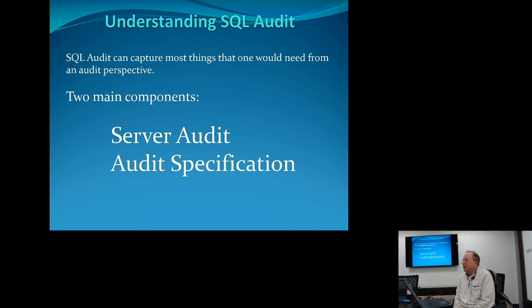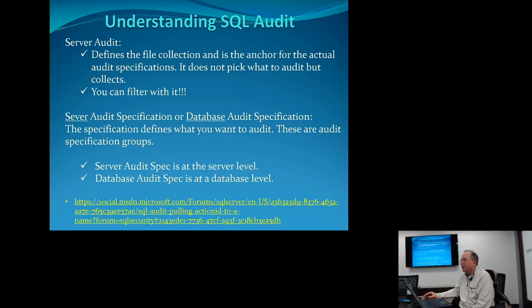So SQL Audit itself is very simple. There are two main components. There is the server audit. That's at the upper level. I like to use the word collector. You won't find this anywhere. Nobody calls it a collector, but I call it a collector. For those who use extended events, it's basically your session. You build your session, you tell it how often you want it to collect and where you want the output to go. That's really your server audit. Then there's the audit specification, what you want to audit. So the server audit defines your file collection, where you want it, how you want to collect it, where it's supposed to go. And by the way, you can do some filtering on that. And then there is the specification, the server audit specification or the database audit specification. The server audit spec is for the server level. Goodbye, lapel mic. Sorry.